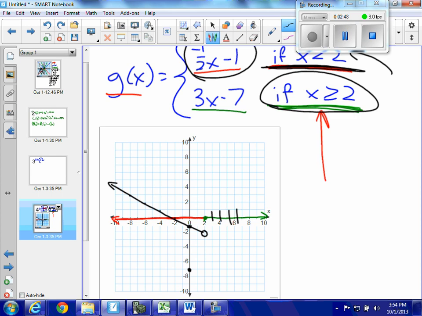So I'm going up 3, 1, 2, 3, and over 1. 1, 2, 3, and over 1. So I can see that I would have a line that looks kind of like this.